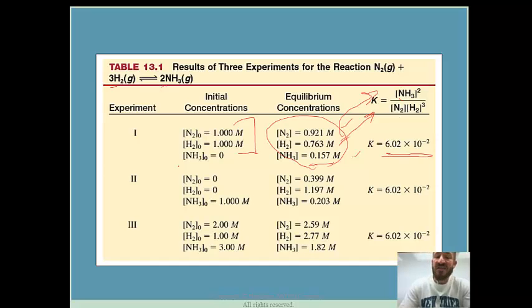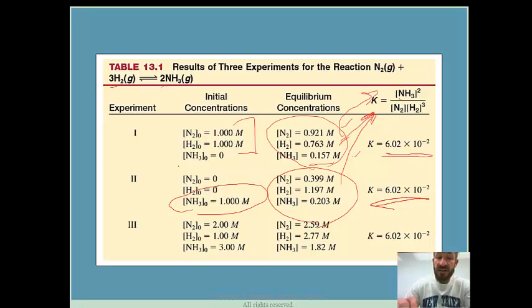Now we can start with another situation. In this one we have all products, no reactants. Those products can decompose and form the nitrogen and hydrogen, and you end up with these concentrations. Notice they're not exactly the same concentrations we had before. We plug these concentrations again into our K expression, and we still get the same number. That's because K is a constant. All three experiments were performed at exactly the same temperature.